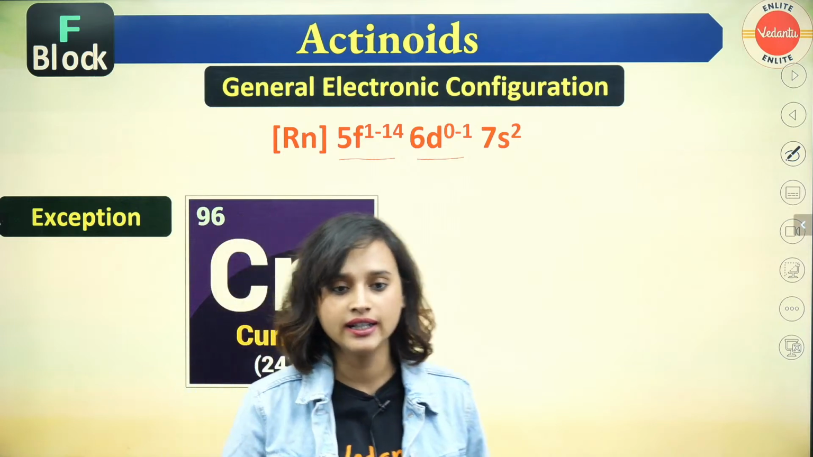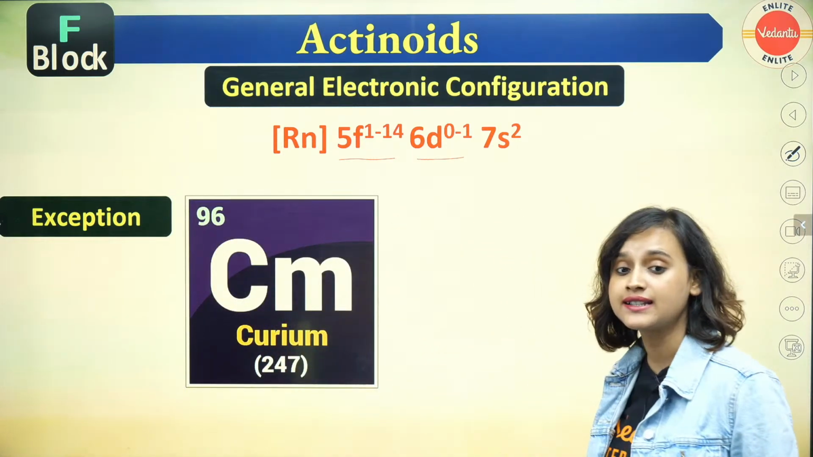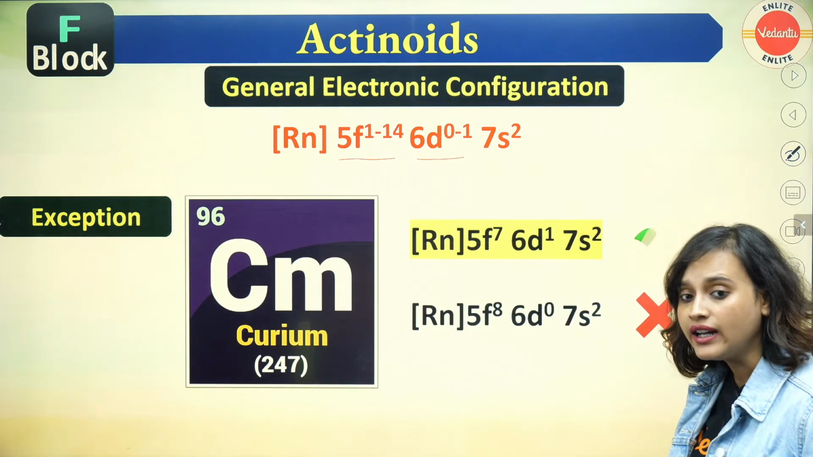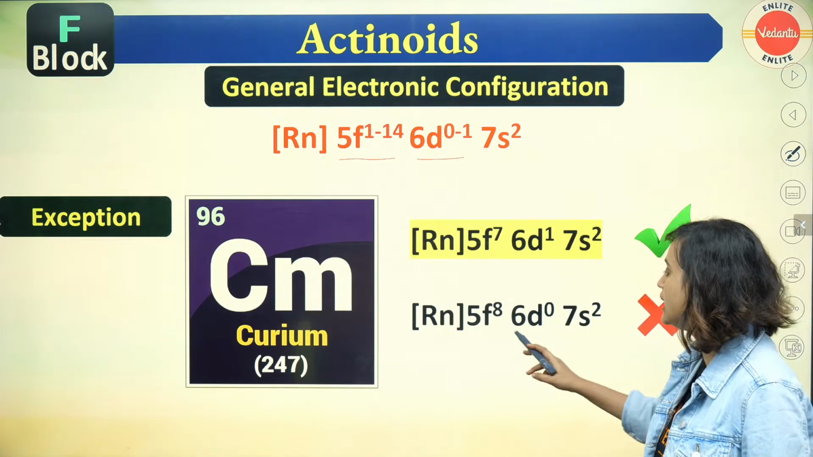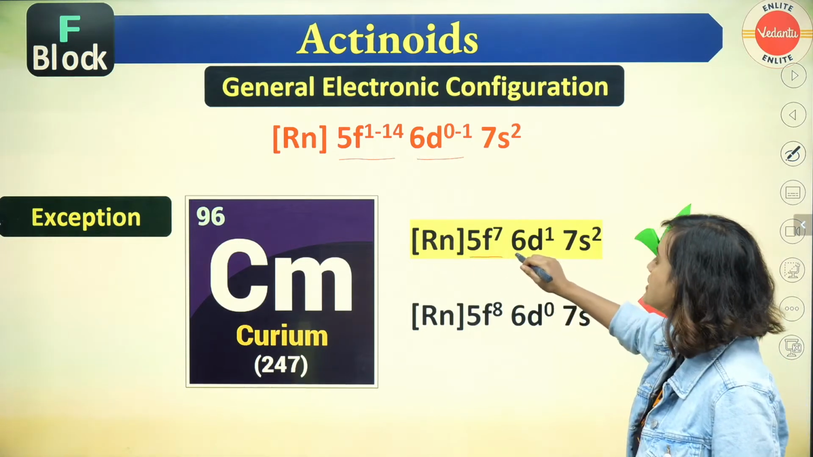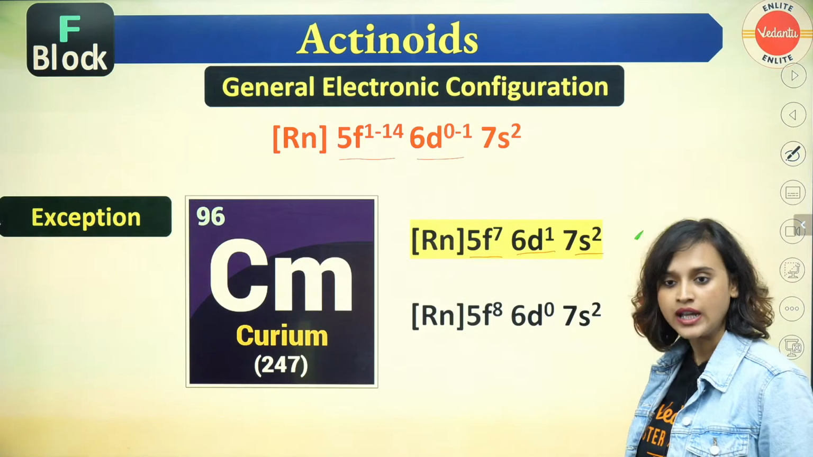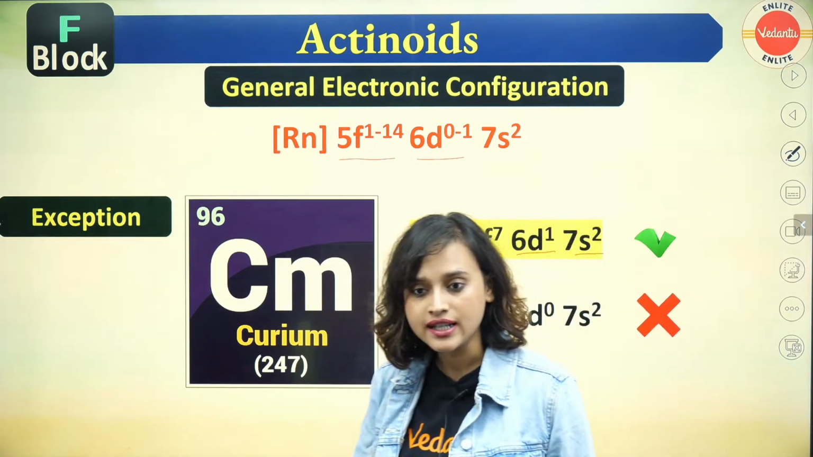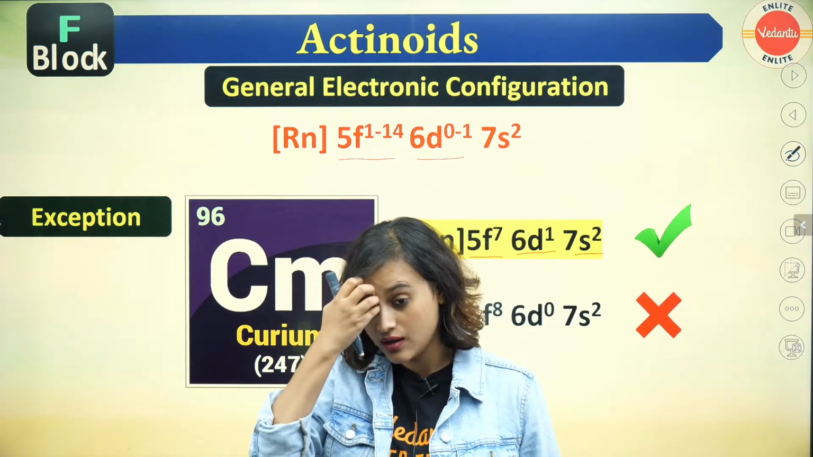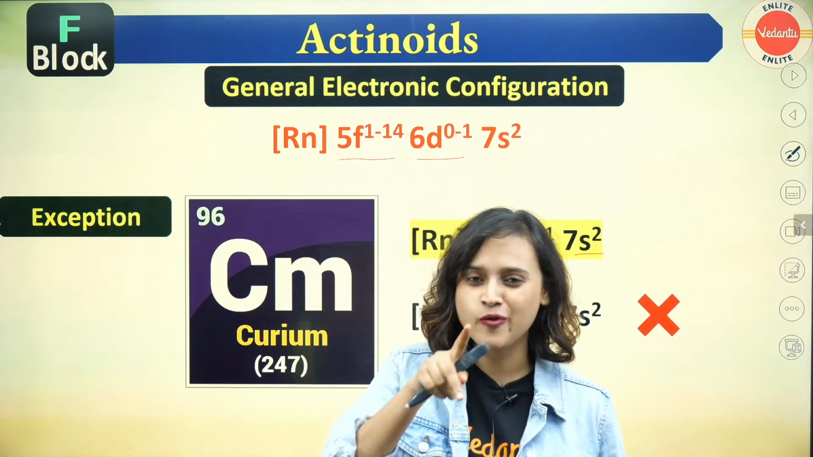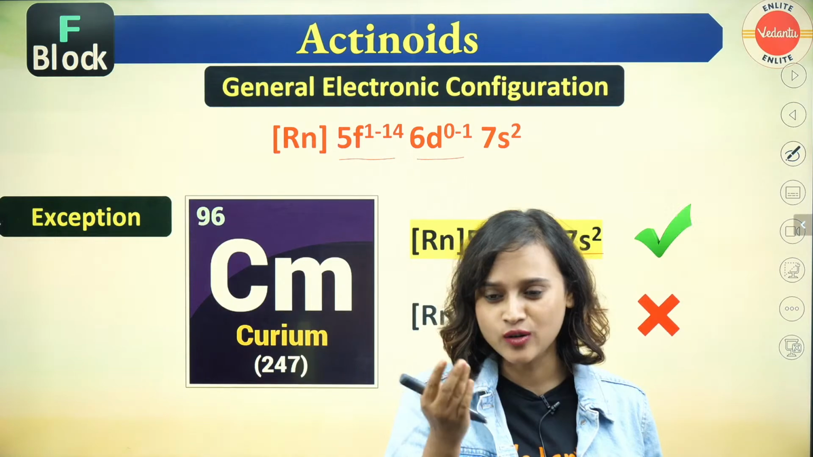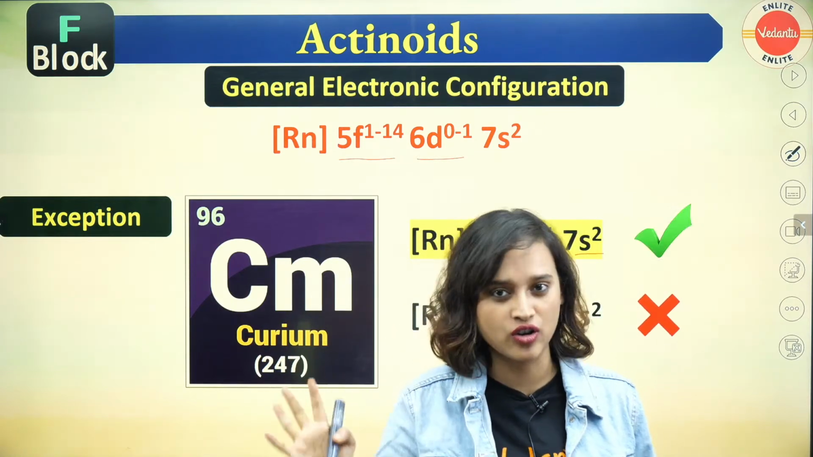Let's take a look at it. What is the exception? The exception is curium. What happens to curium? We see that instead of 5f8, 6d0, 7s2, it is 5f7, 6d1 and 7s2. This is what it is, okay? 6d0 to 1, because that is what is allowed, okay?